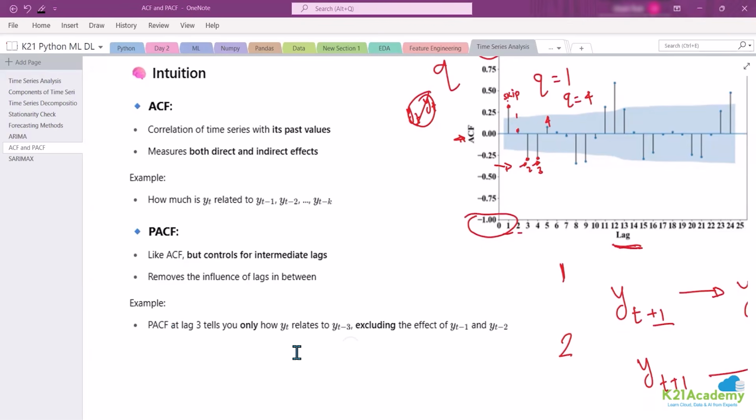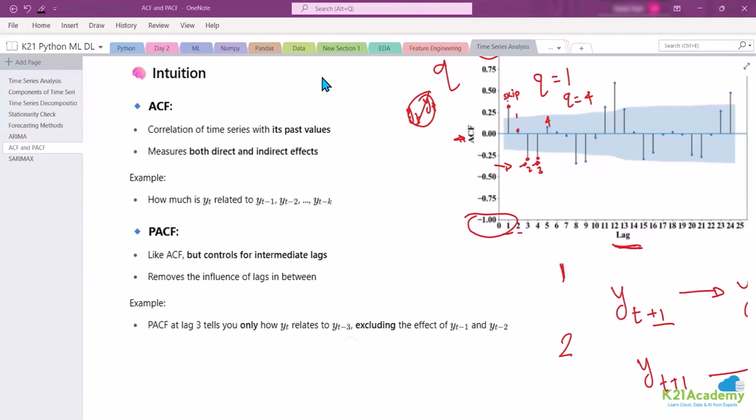Suppose we are calculating for yt, and we are using lag 3. For lag 3 we are just referencing the yt minus 3 value. We will exclude the adjacent values like yt minus 1 and yt minus 2. This is used to calculate the PACF, the partial autocorrelation function, and here it is the autocorrelation function.